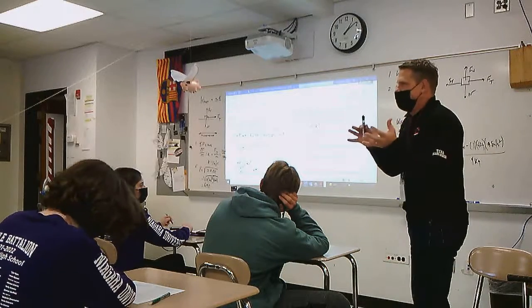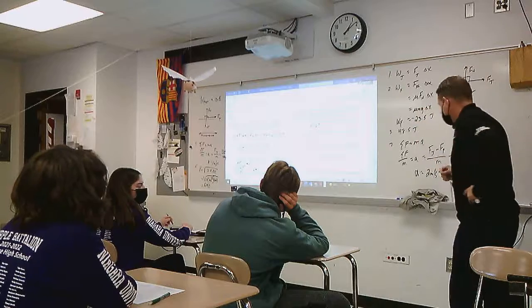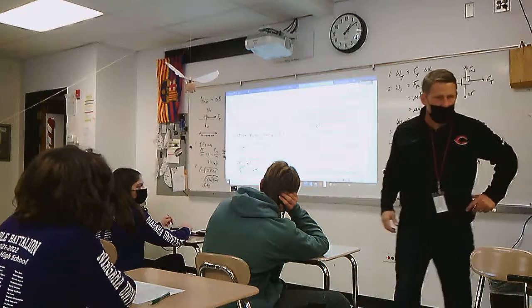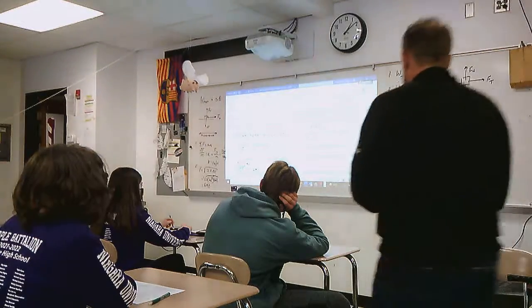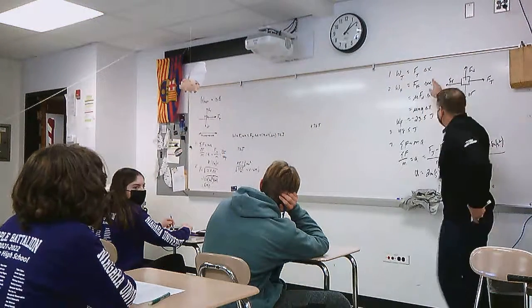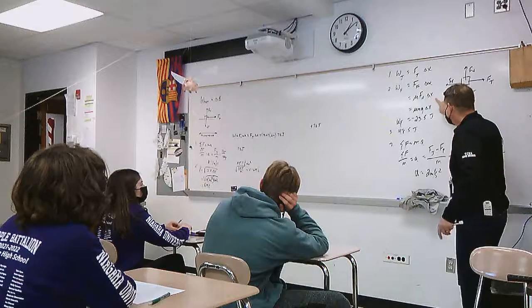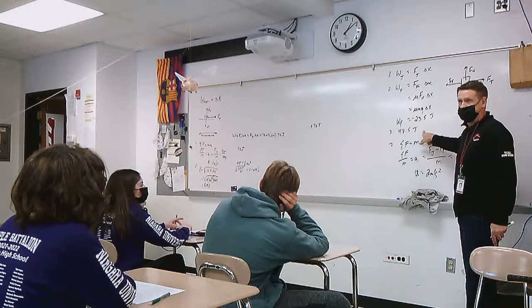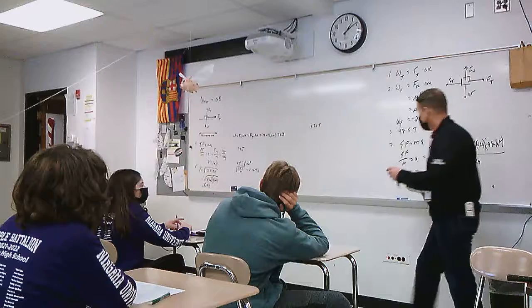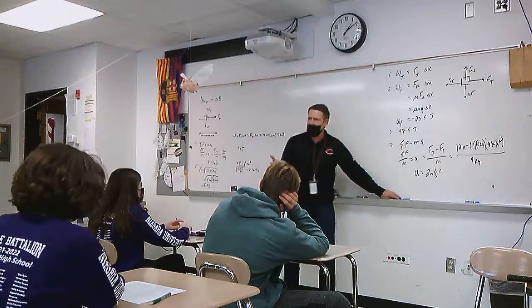Now, one last thing here. I'm going to get rid of the screen so I have more board space. How did we figure out net work? We did Justin's work and got 72. We did friction's work and got 23. We subtracted them to get 48 and a half. Now, there's another way. It's really the same way.